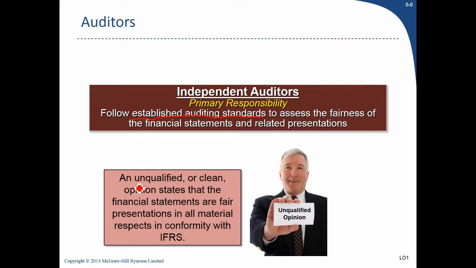Okay, an unqualified opinion. You might hear that word a lot. So unqualified does not mean that the auditor doesn't have the necessary qualification to be auditing. It's not like they're not CPAs. An unqualified opinion is a good thing. It means that the financial statements are presented in accordance with IFRS. One important word here is material. Material in the context of accounting means important.